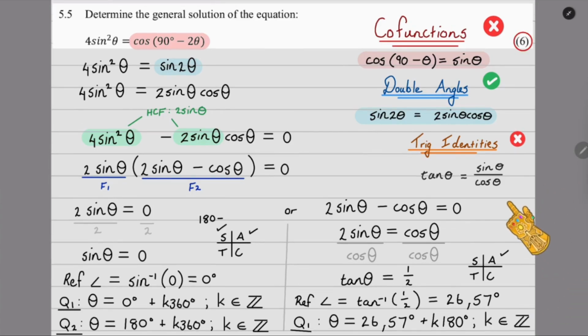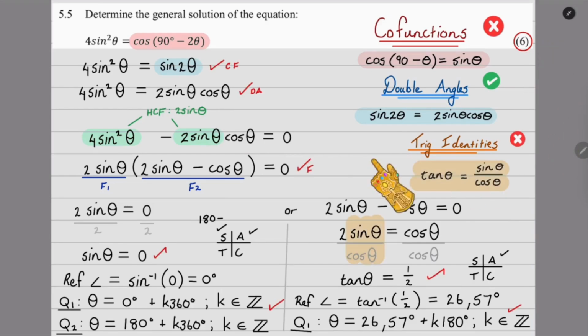Okay, and last but not least, let's look where these 6 marks come from. First mark will come from using your cofunctions to turn cos of 90 minus 2 theta into sine 2 theta. Second mark comes from the expansion of this through the use of double angles. The third mark comes from the correct factors. The fourth mark comes from making each factor equal to 0. Fifth mark comes from these two general solutions, and the last mark comes from this general solution that we got through the tan.